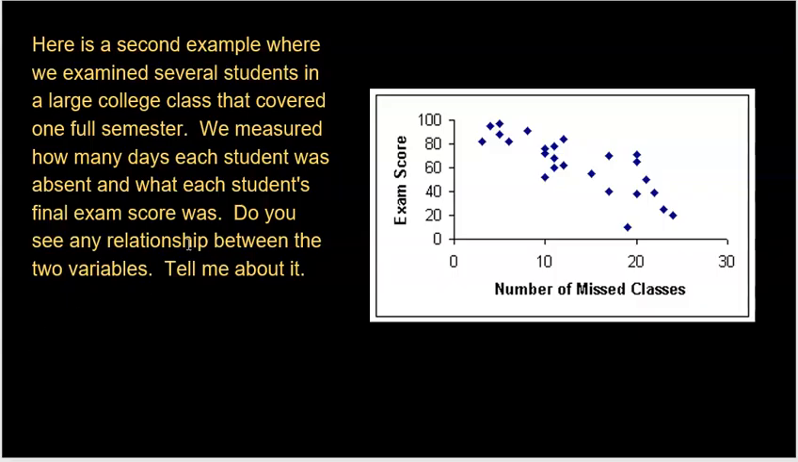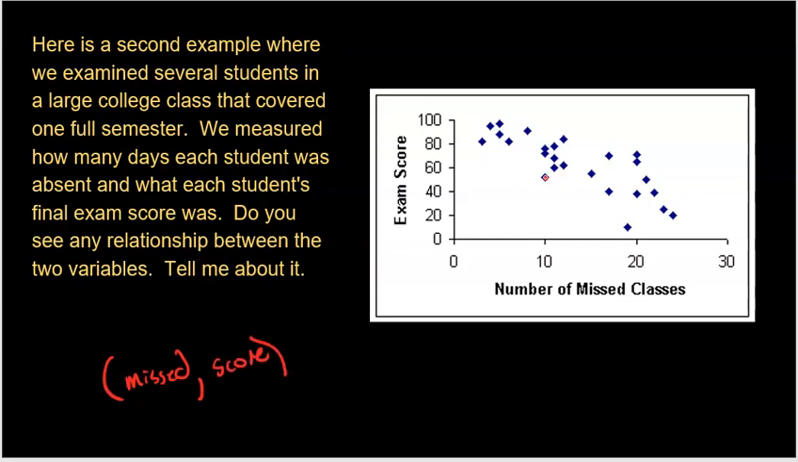All right, here's another one where we examined several students in a large college class that covered one full semester. We measured how many days each student was absent and what each student's final exam score was. Do you see any kind of relationship? So again, what's the explanatory variable? Number of classes missed. The X value for each point is how many classes you missed that semester, and the Y value, the response variable, was your final exam score.